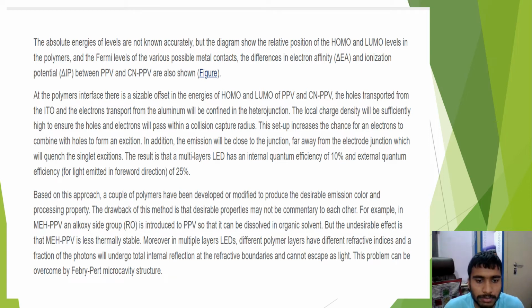thermally stable. Moreover, in multiple-layer LEDs, different polymer layers have different refractive indices, and a fraction of photons will undergo total internal reflection at the refractive boundaries and cannot escape as light. This problem can be overcome by a Fabry-Perot microcavity structure.